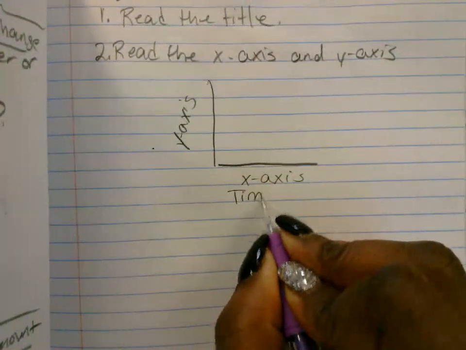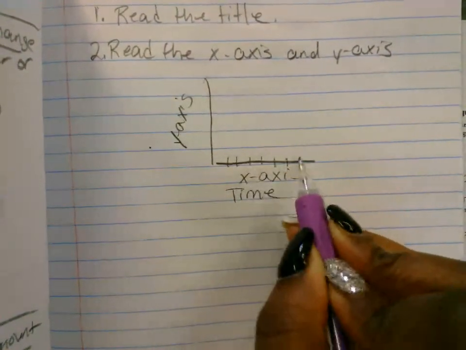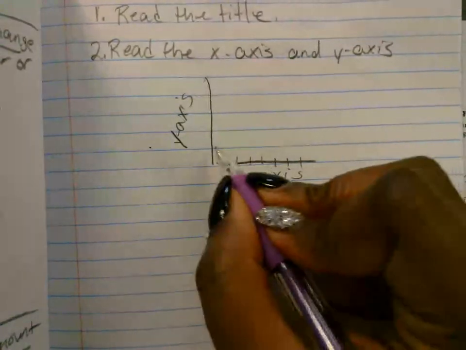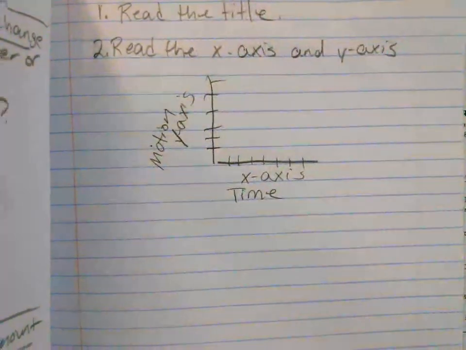This is time. Time you graph along the X axis. This is where the motion is going to go. Motion you graph along the Y.